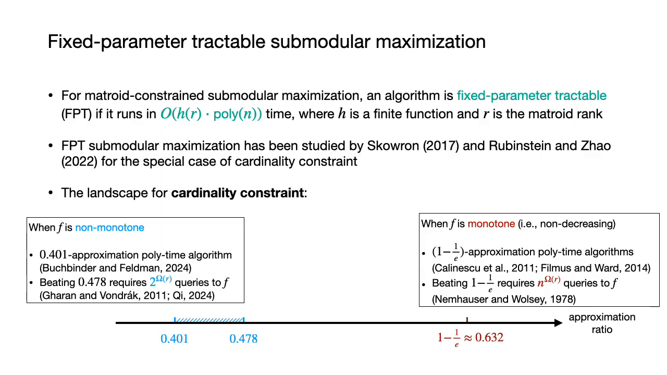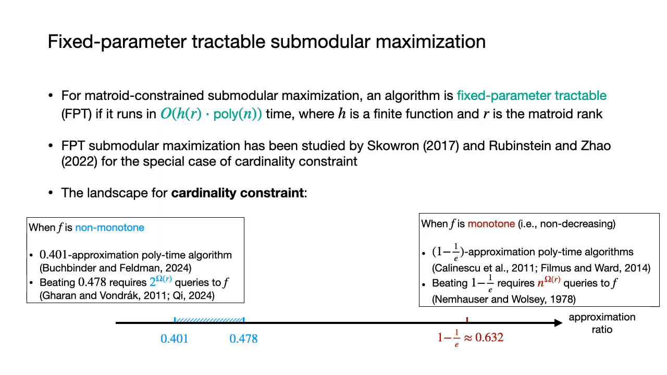When the function is monotone, we have 1-1/e approximation polynomial time algorithms, and beating 1-1/e would require n to the omega r queries to the function oracle. Notice that this lower bound implies even with an FPT algorithm, we cannot do better than 1-1/e approximation.